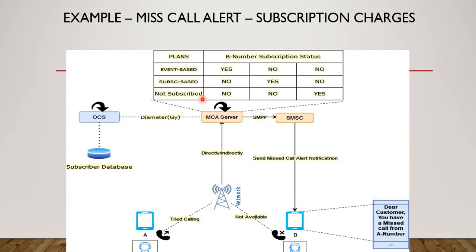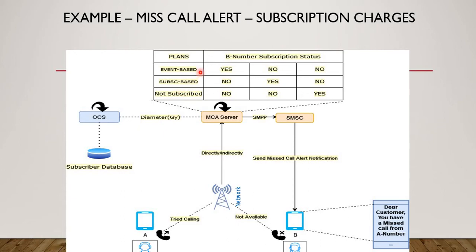Now let's come to the high level flow. What happens when A tries to call B and B is not available or switched off or out of coverage area? The network triggers this particular information to the MCA server. Now the MCA server will get to know that yes, B number was switched off and there is a need to send an MCA notification, meaning a missed call alert notification, based on the subscribed plan of the B number.